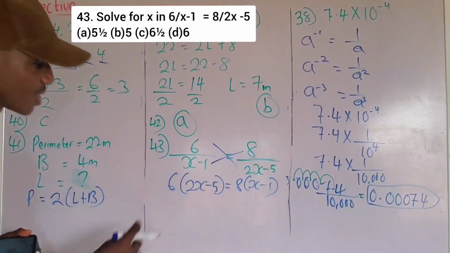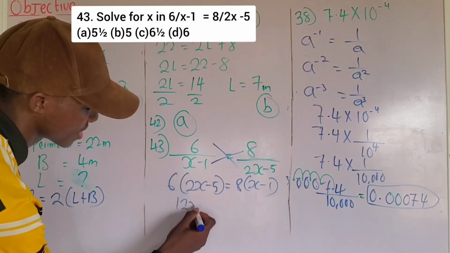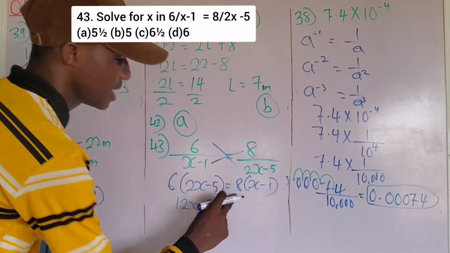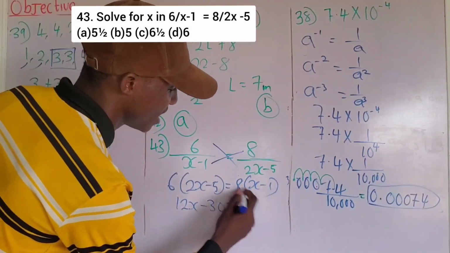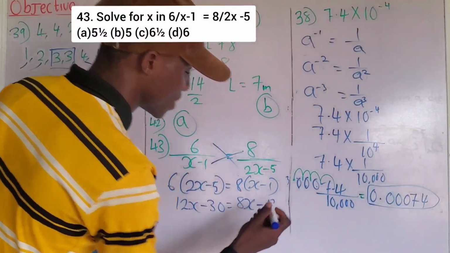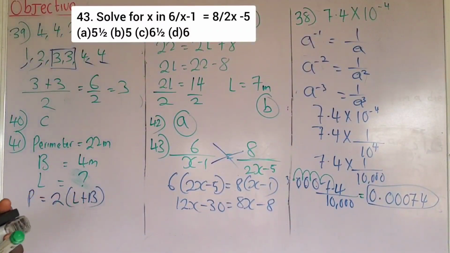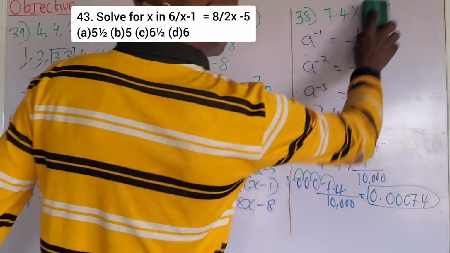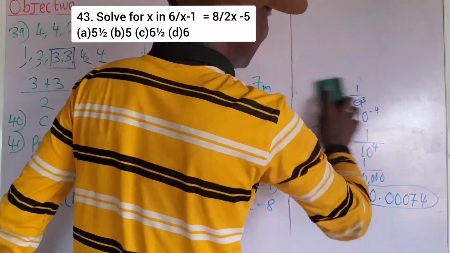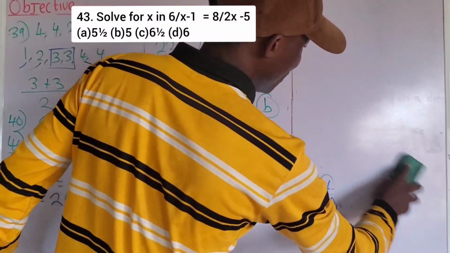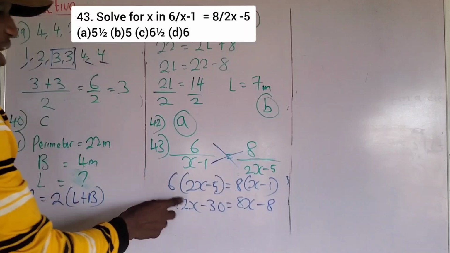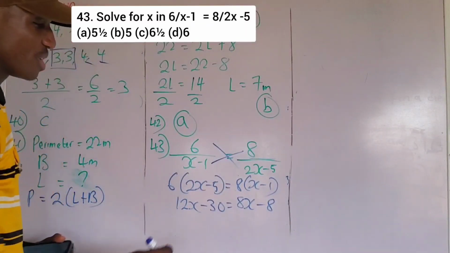Do you understand? Okay, 6 times 2x, that is 12x. 6 times negative 5, that is negative 30, is equals to 8 times x, that is 8x. 8 times negative 1, that is what? Negative 8. Okay, now since you are done with that, you can now collect like terms. Like terms simply means adding the terms that are similar to each other. You can see that we have 12x here, we have 8x here.